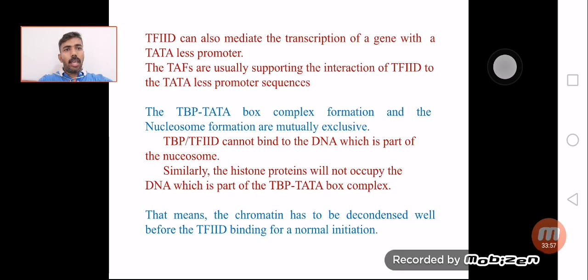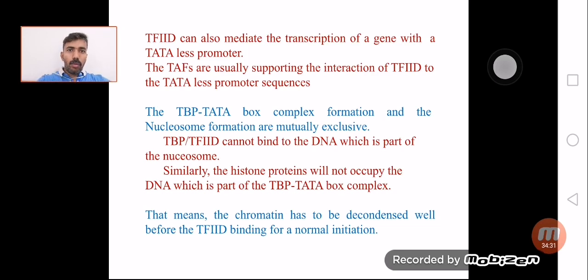The TAFs can usually interact with sequences other than the TATA box, right? So they are supporting the interaction of TFIID to the promoter regions without a TATA box. Fine. So the interaction will occur even if there is no TATA box, right? So the TBP-TATA box complex formation and the nucleosome formation are mutually exclusive events. This is an important point we have to note.